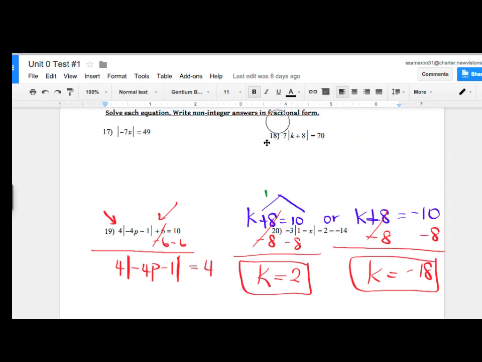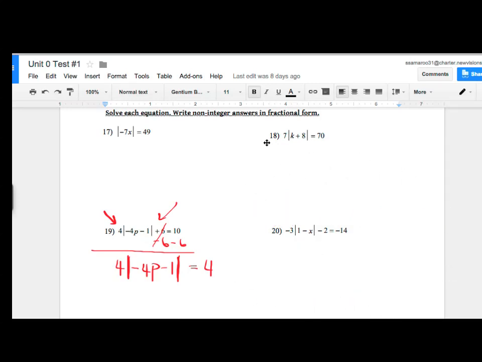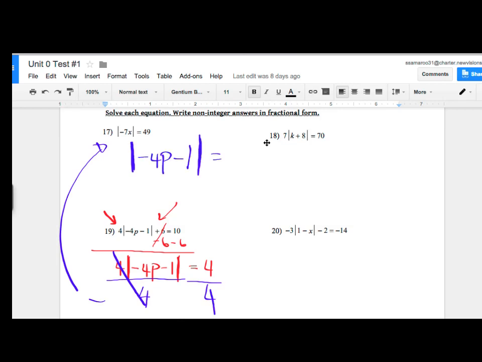So, let me just get some space here. Now that I got rid of the 6, I need to get rid of the 4, just like we did in number 18. Divide 4 on both sides. This is canceled. I'm just going to come up here. Absolute value of negative 4p minus 1. And 4 divided by 4 we know is 1. Now everything is in absolute value. This is where I split everything up.